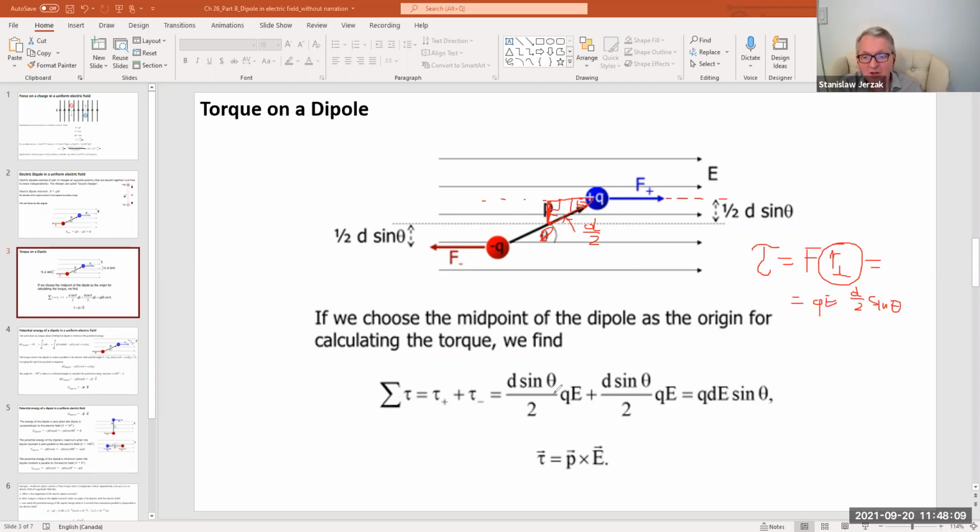So the torque due to one of these forces is QED over 2 sine theta, but the torque due to that force on the negative charge will be of the same magnitude. So you will have these two terms of the same magnitude, two torques, one due to the force F plus and the other F minus, and the total torque will be equal to Q times D. D is the separation between charges.